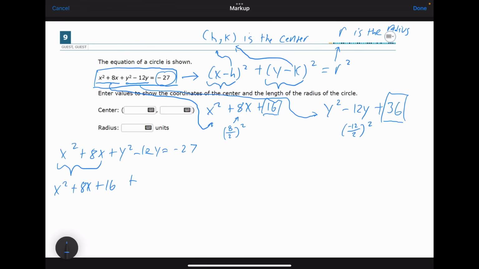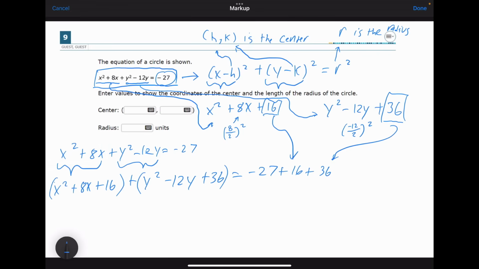And then I'm going to do the same thing to this y portion, which is to turn it into y squared minus 12y plus 36. And this is all equal to that negative 27, but remember, we now have to add in the 16, and we also have to add in the 36 that weren't in the initial equation. So let's take a look. I can put brackets around these to make things a little bit more clear what I'm about to do. x squared plus 8x plus 16.